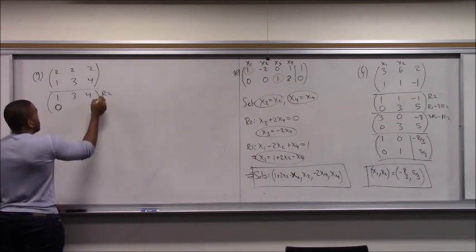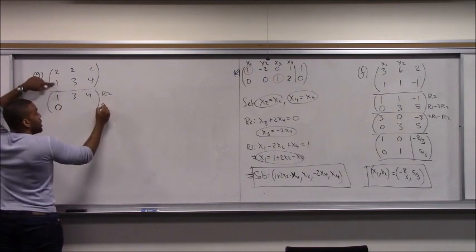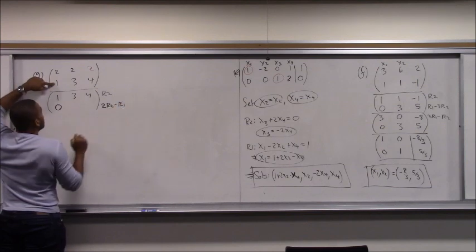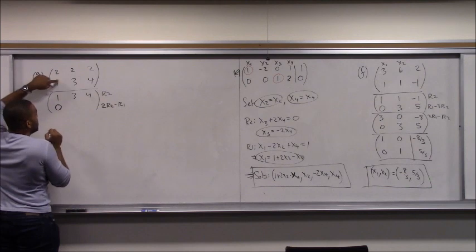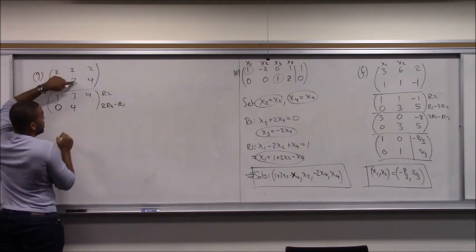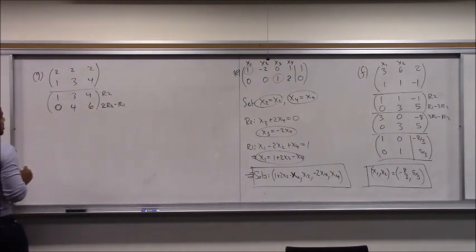My labels here refer to the previous step. So technically here I want to multiply row 2 by 2 and then subtract row 1. Okay, so this times 2 minus that gives me 0. This times 2 is 6 minus that. This times 2 is 8 minus that. So that's the first step.